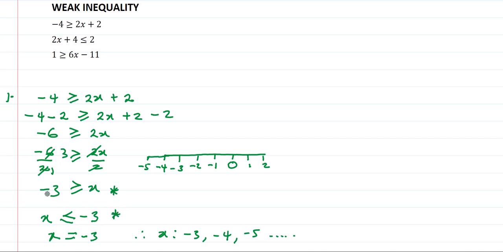When we say that -3 is greater than or equal to x, it simply means x is actually less than or equal to it.